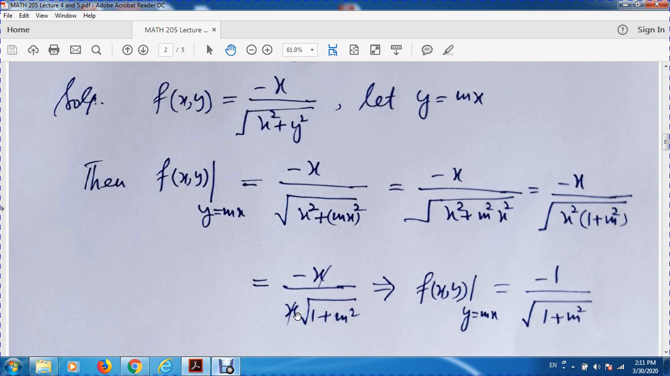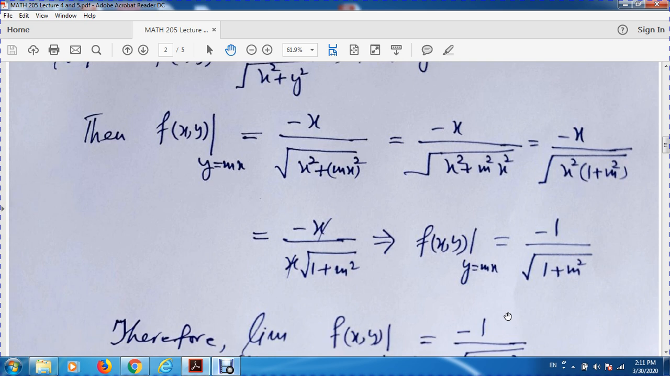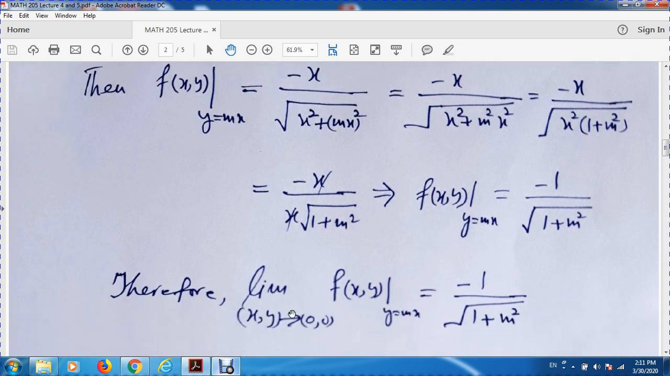Now this x and x will cancel, so this will be minus 1 over the square root of 1 plus m square. Now, therefore, if you take the limit on both sides, limit on this side and limit on this side, it will be limit (x,y) goes to (0,0) of f(x,y) over x, with y equal to mx. So here you can see there is no x or y.